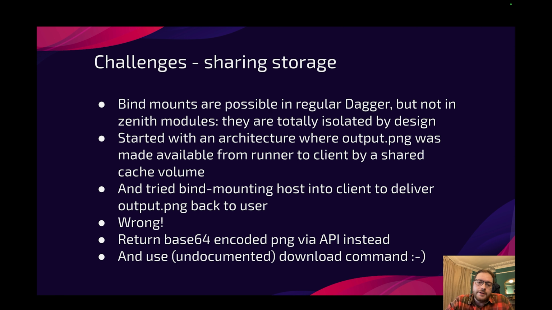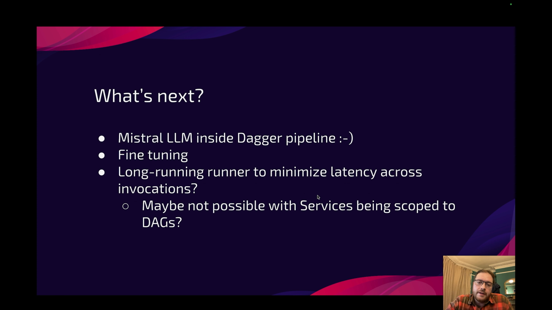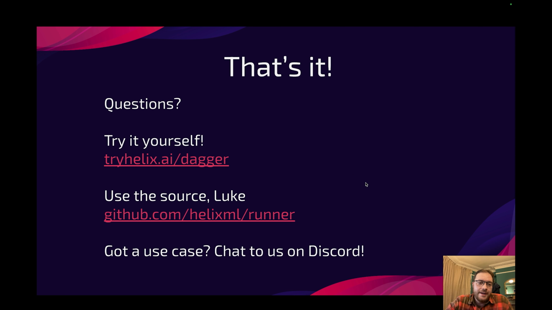But then I also saw in the documentation that services are scoped to DAGs. So if you have two different DAGs that require a service, then they would end up with different instances of the service, thereby defeating my attempt to have long-running services that can get used by multiple DAGs. So that's an open question. I still don't know how to do that. So it'd be interesting to talk about that maybe.